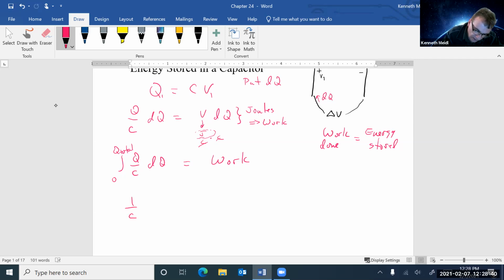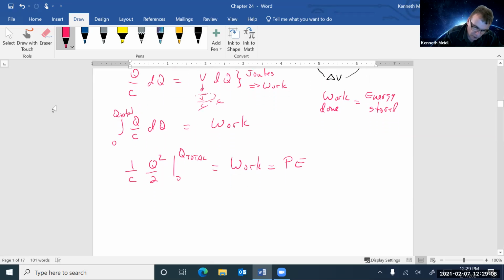And so Q will get squared. I'll divide by 2. And I'm going to go from 0 to Q total here. And that's the work done, which eventually equals the potential energy that is stored. Now I'm going to call it PE. Your textbook starts calling it U, but there's V's around, there's U's, and sometimes when you're handwriting things, those can look pretty similar. But your potential energy that gets stored looks like 1/2 Q total squared all over C.